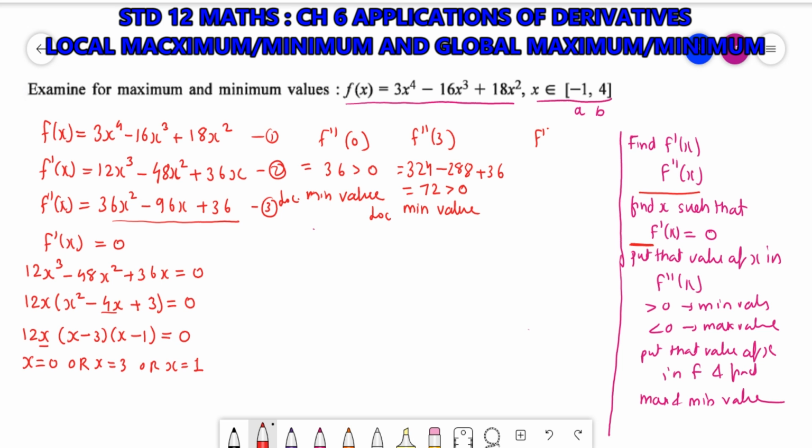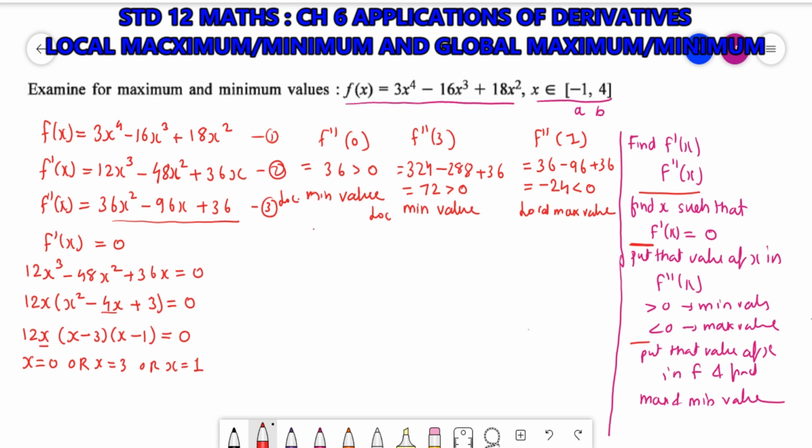Now f double dash at the third point, 1, will be equal to 36 into 1 square, 36 minus 96 plus 36. So this will be equal to 72 minus 96, that means minus 24. And this is less than 0, therefore it will have a local maximum value. Okay, so this step is done. We found out where it will have maximum and minimum values.